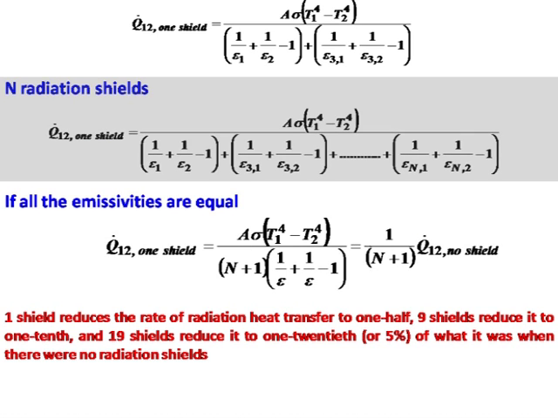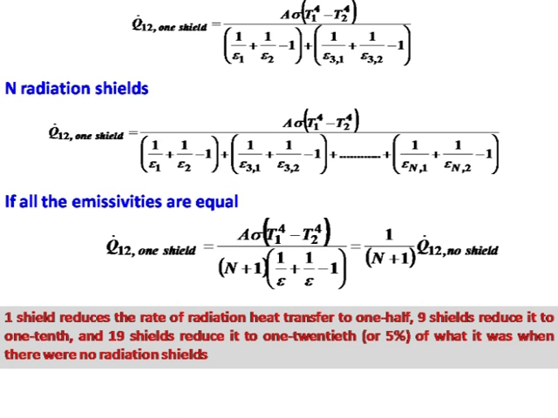under the condition that epsilon 1 equal to epsilon 2 equal to epsilon 3,1 equal to epsilon 3,2. This only says that if I use one shield, the rate of radiation heat transfer has become half. If I use 2, it becomes 1/3. If I use 9 shields, it becomes 1/10. If you have an infinite number of shields, there should be no more heat transfer radiated to the other plate. That is precisely what we are doing in a super insulator.